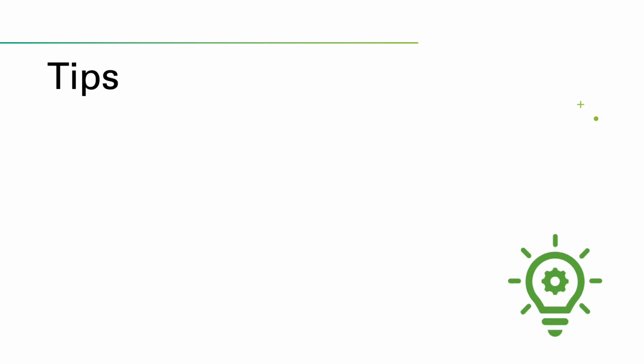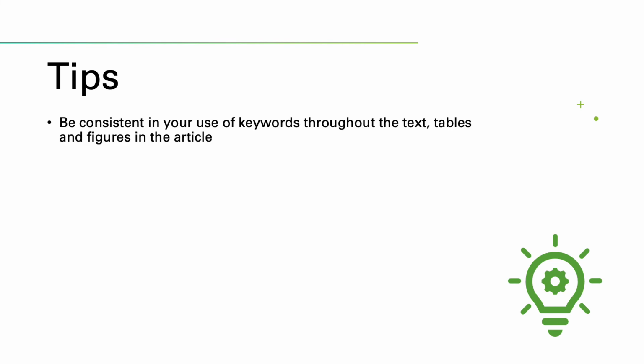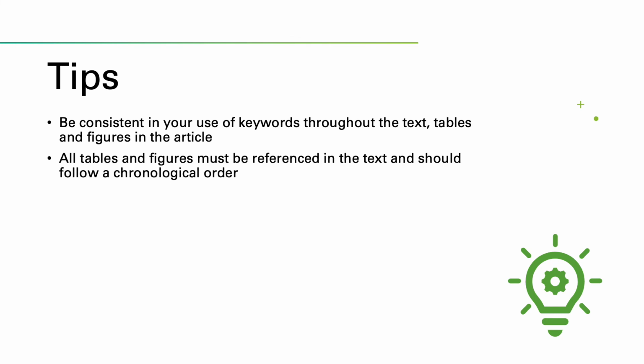Finally, some overall tips for tables and figures in a scientific article for health research. First, when describing concepts in your article, be consistent in your use of keywords throughout the text, tables, and figures. This is particularly important if there are many terms used in the literature to describe a concept. As mentioned previously, all tables and figures must be referenced in the text and should follow a chronological order. There shouldn't be a table or a figure that is not cited in the text.